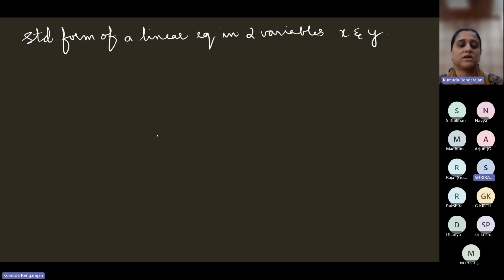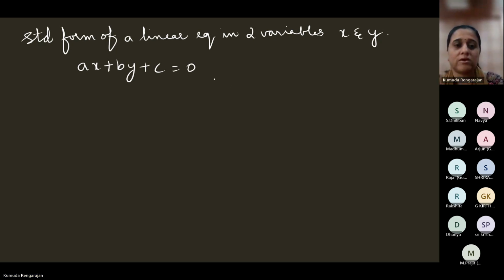Standard form of a linear equation in two variables x and y. Go down to 9th standard and recall from the depth of your memory. Ma'am, ax plus by plus c is equal to 0. Perfect. ax plus by plus c is equal to 0 is the standard form of a linear equation in two variables x and y. And what about the conditions, Raja?